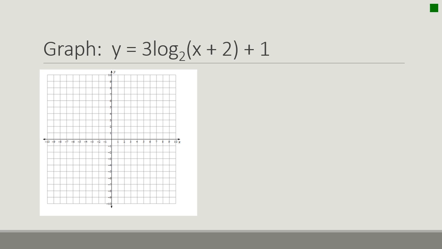Right. Now we're going to go left 2 because of this 2 right here, up 1. And we're going to have a point right here at the 1, 0 of our new axes. This time we're going to go 3 times as high. So instead of going up 1, we're going to go up 3, and over 1, up 6, and then 3 to there. And there's my log.